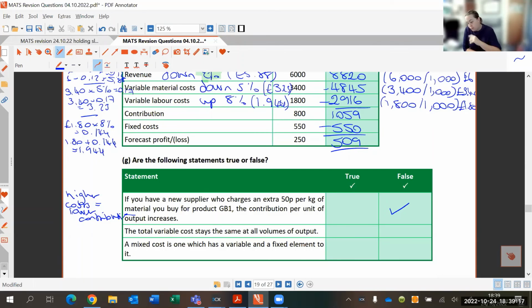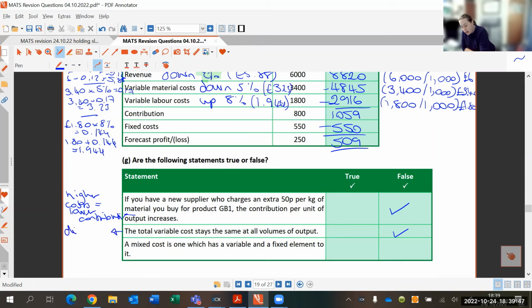Right, next one. The total variable cost stays the same at all volumes of output. True or false? Well, this is about cost behaviour now, and whether our total costs will remain the same if they're variable costs, if we've got more units, or if we go down to fewer units. True or false? Yeah, that one is false as well.